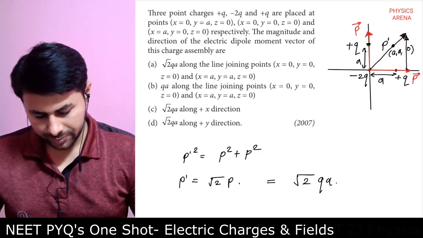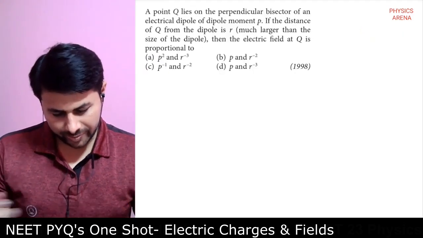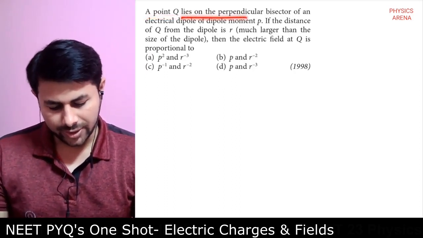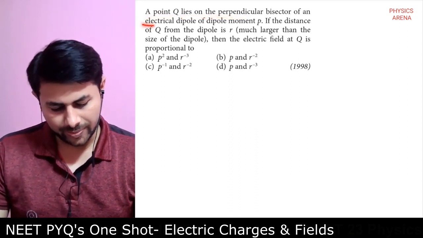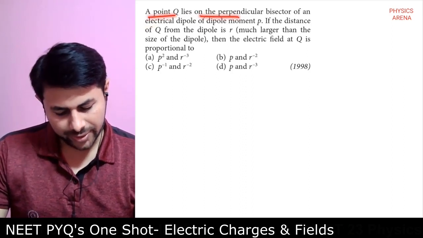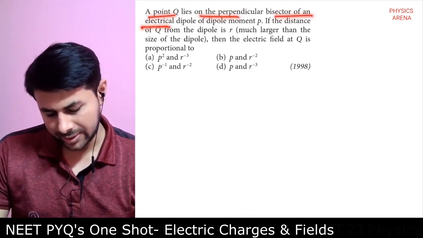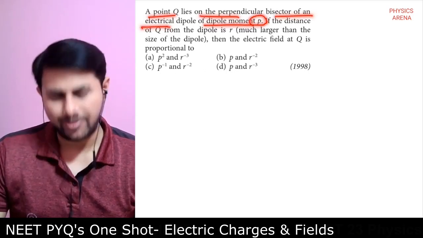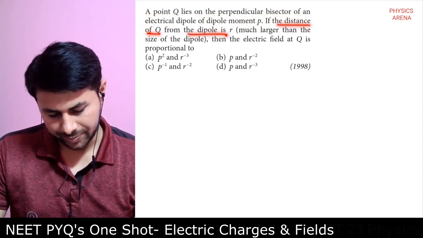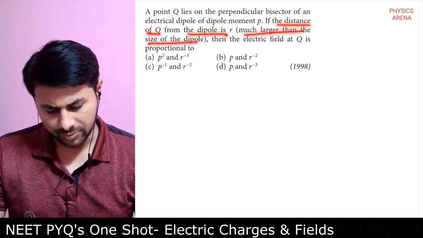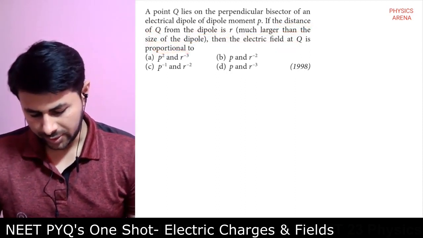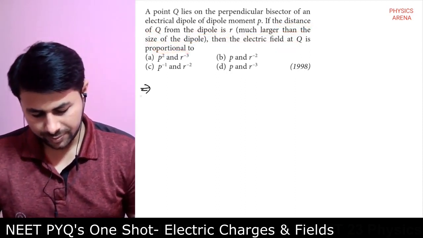Got it? Yes, no. Let us see the next problem. A point Q lies on the perpendicular bisector of an electric dipole of dipole moment P. If the distance of Q from the dipole is r, much larger than the size of the dipole, then the electric field at Q is proportional to. Tell me, this is very simple.